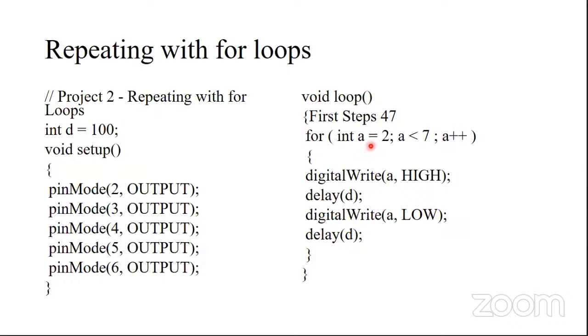So first step, a is 2. So a will be HIGH and delay d, 100. This d is nothing but the variable name I defined here. Then again LOW, then again d. Then it will iterate once more, so now the a value is 3. So 3 will be HIGH, LOW. Then 4, 4 will be HIGH, LOW. So by using a for loop, we can also do this. Of course, we can use loops here.